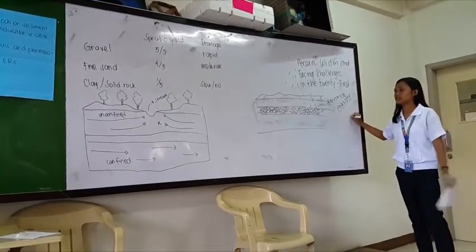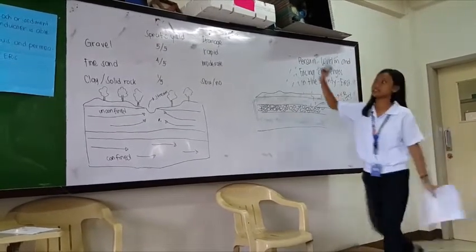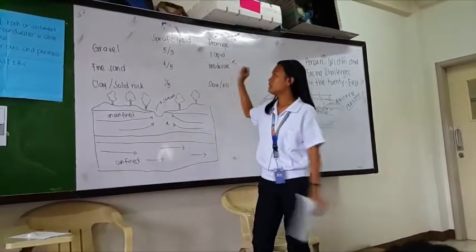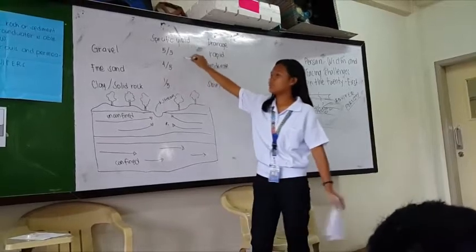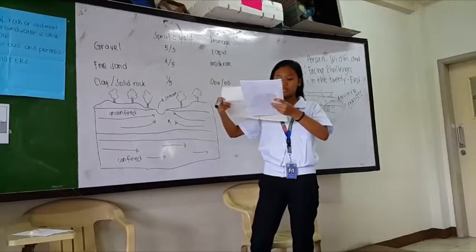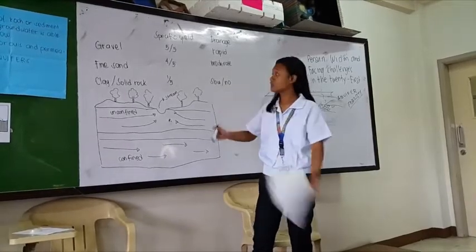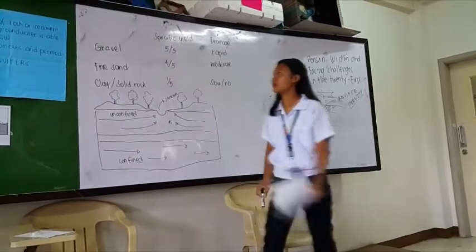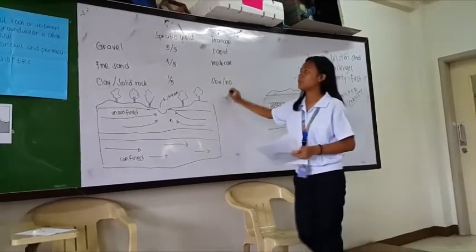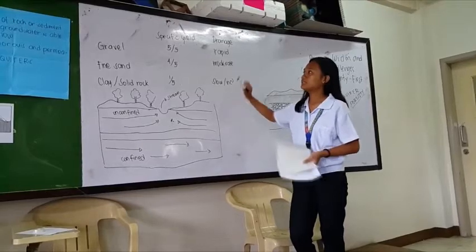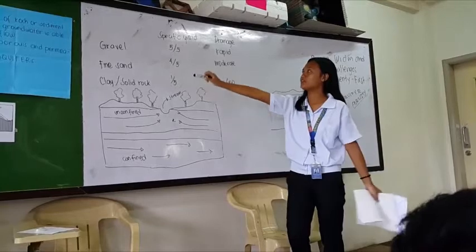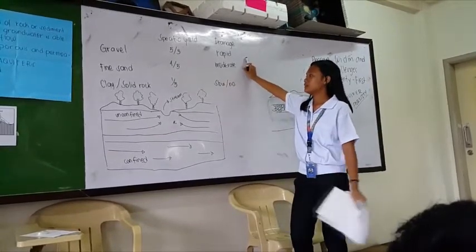But not all materials are porous and permeable. So here is an example. Gravel, fine sand, clay, or solid rock. In gravel, specific yield, when we say specific yield, refers to how much water an aquifer is able to release. So in gravel, since it is porous and permeable, it has a lot of holes, right? So 5 out of 5 can be yielded in gravel. And then the drainage or the flow of water in gravel is rapid or fast.